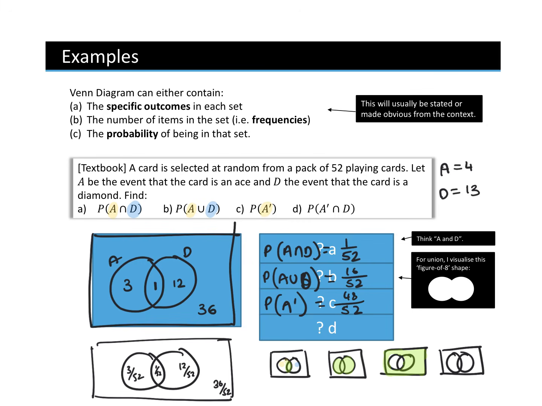Then the last one says probability of not A intersection D. So not A, I know, is here and here. D, we know, is here and here. Intersection means where do they both cross? They were both only in this area here, weren't they? So that means the probability of A dash intersection D is 12 out of 52.